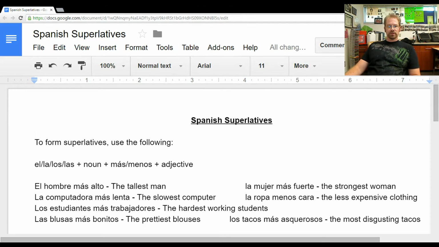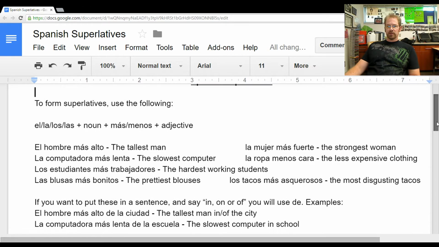So to form superlatives, you're going to want to use the following. It is el, la, los, or las. I mean, that's the word the in Spanish. A noun, which is a person, place, or thing. The words más or menos, which would be like most or least, and then an adjective. And I've got 7 examples here for you so you can kind of get the idea.